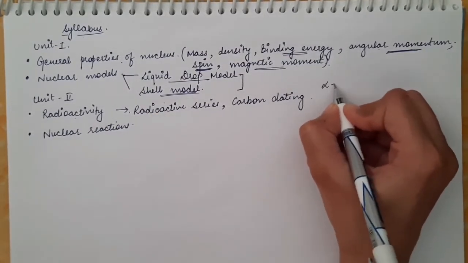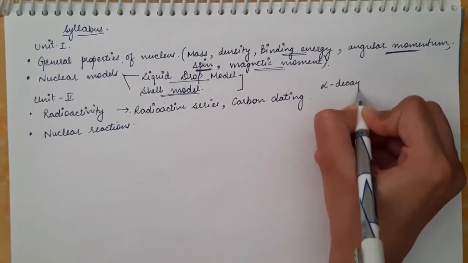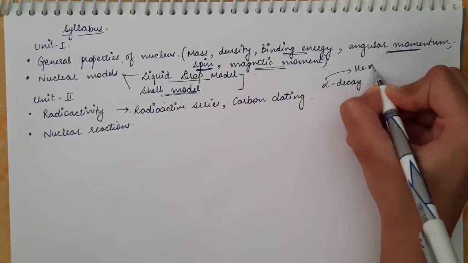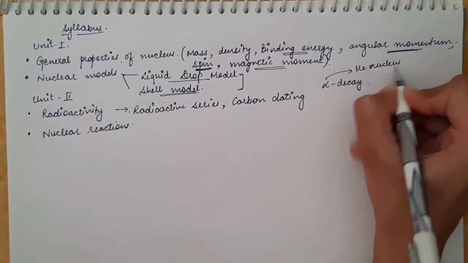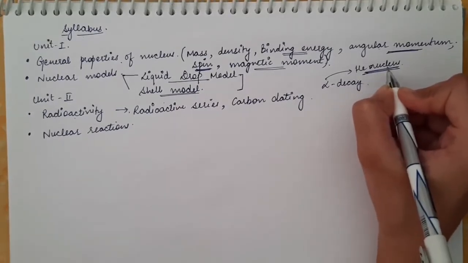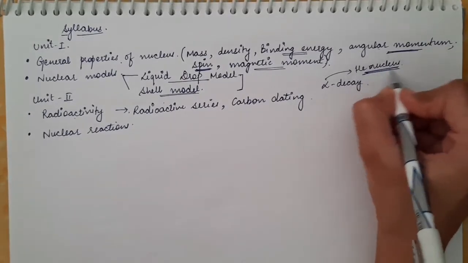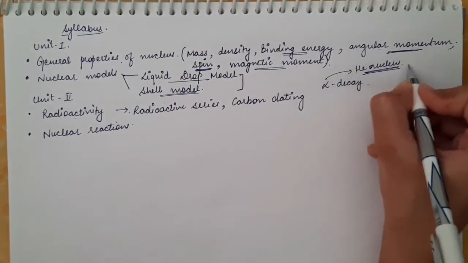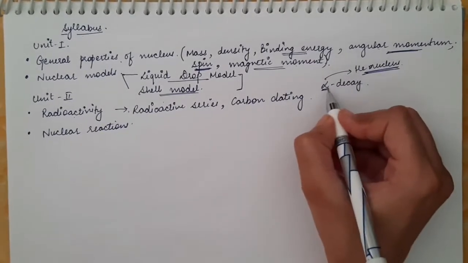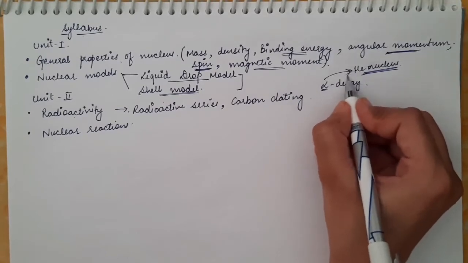First is alpha decay. Now, an alpha particle is a helium nucleus. Helium nucleus is called an alpha particle. That is, if we remove the outer electrons of the helium atom, then the nucleus that remains behind is called an alpha particle. So the alpha particle is emitted from the nucleus.